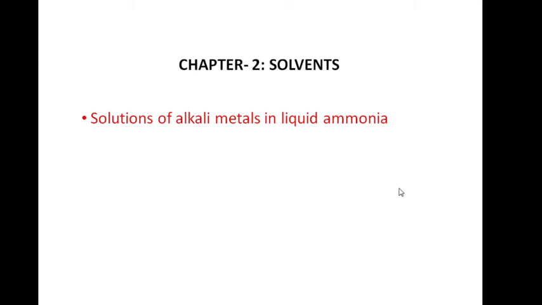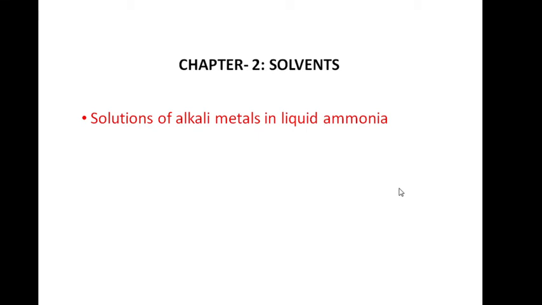So what are alkali metals? Yes, they are s-block elements. Other than hydrogen, which is an exception, we have lithium, sodium, potassium, rubidium, cesium and francium. When these alkali metals are dissolved in ammonia, what is going to happen?